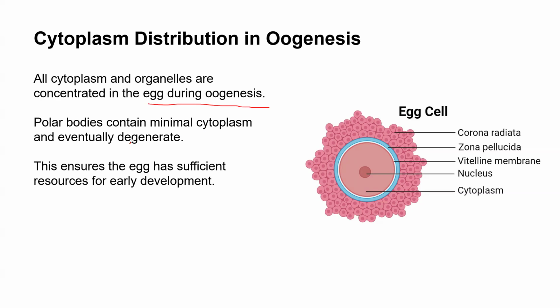And as we can see, this is our egg. This is the egg where we have the cytoplasm, nucleus, vitelline membrane, zona pellucida, and corona radiata. So this is the egg with its different components.